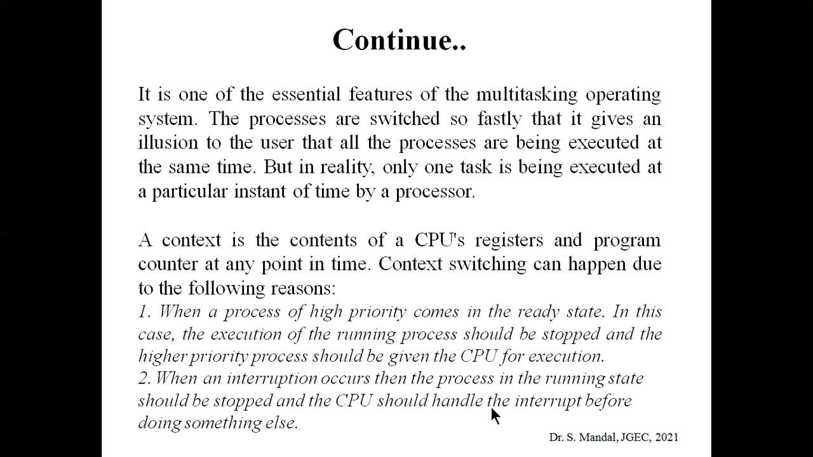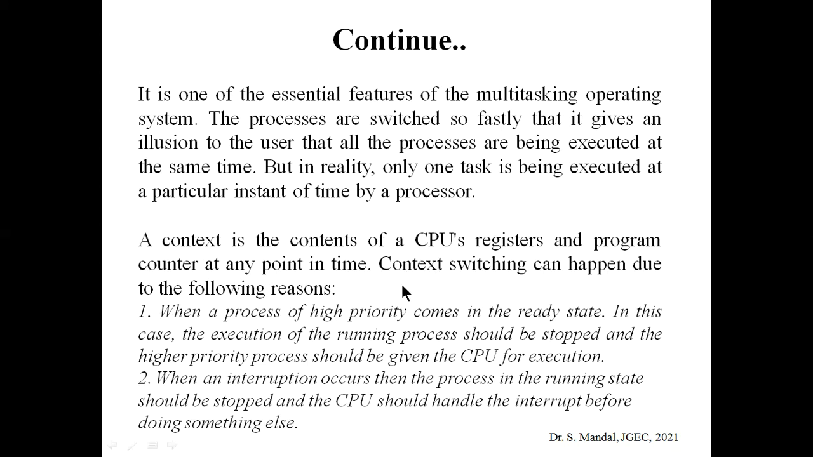So when can context switching occur? First, as already told, when a process with a high priority comes into the ready state, the execution of the running process should be stopped and the higher priority process should be given to the CPU for execution. Second, when an interruption occurs, the process in the running state should be stopped and the CPU should handle the interrupt before doing something else. For these two reasons, context switching can happen.